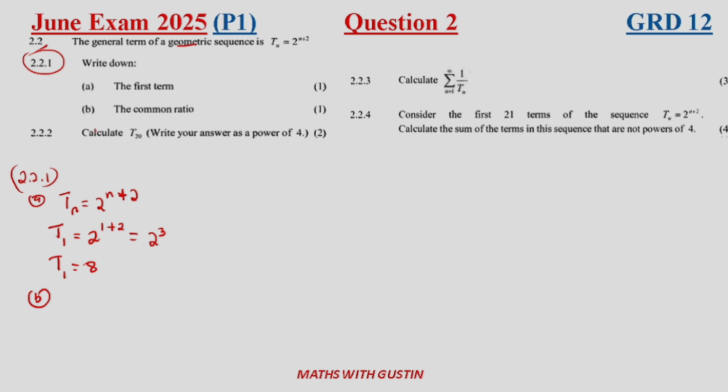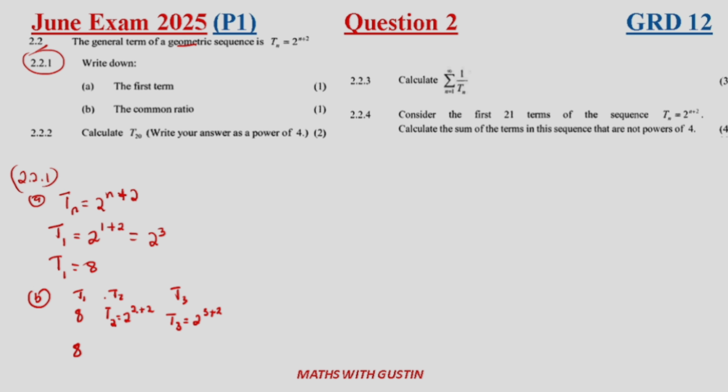Now they said to us, B, the common ratio. They want us to find the common ratio. So we can find the first term here is 8. So let's go ahead and find the second term. We'll just have to put 2 here: 2 to the power of 2 plus 2 will be our second term. Term number 3 will have to be T3. I'm just sticking to the basics here, guys. There's many ways you can find the ratio.